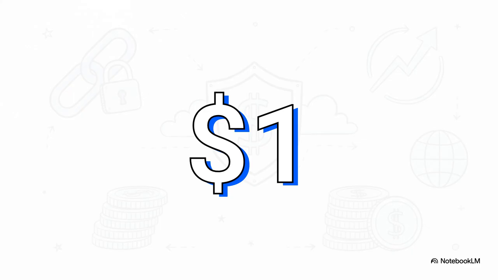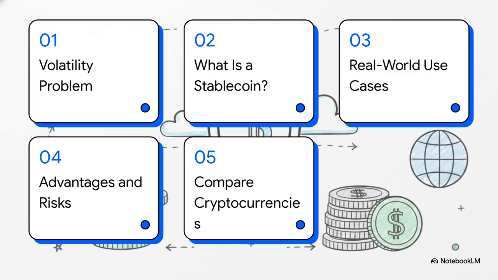But how does it actually pull this off? And why is it so heavily utilized? Okay, let's dive into this. To truly understand USDT, we're going to follow a pretty structured path today. We'll hit the crypto volatility problem, define what a stablecoin actually is, look at some real-world use cases, weigh the advantages and risks, and then finish up by comparing it to some of the other top cryptocurrencies out there.